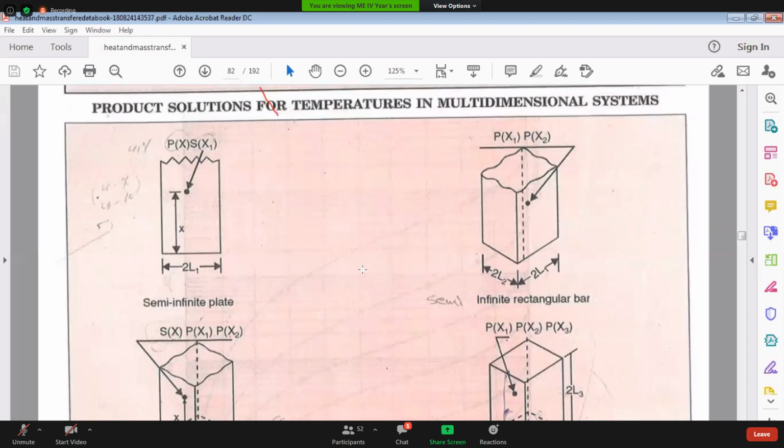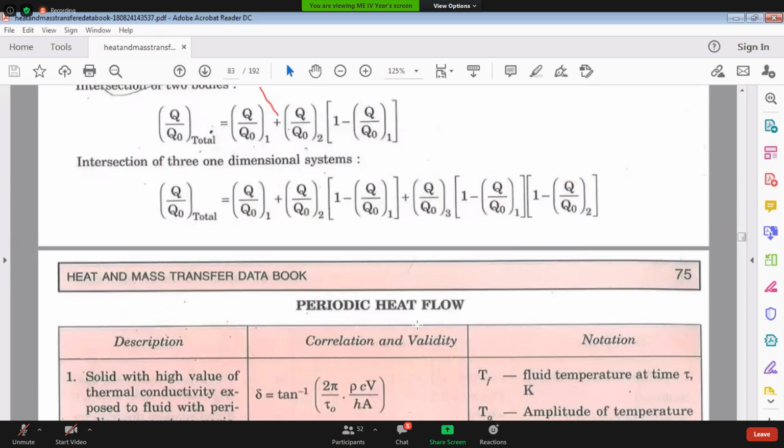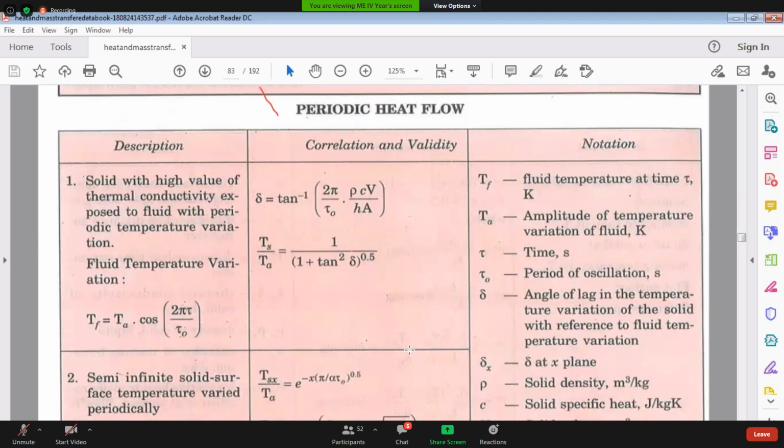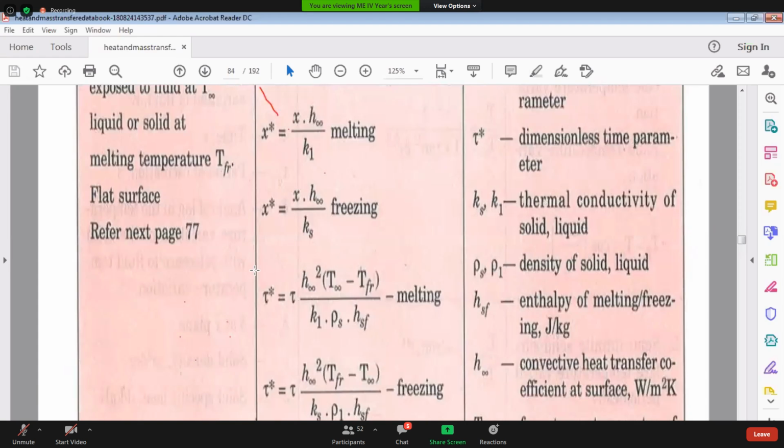So semi-infinite bodies, this is just for simple understanding. You can see this, but don't bother about it at all. Periodic heat flow is not in our syllabus. Even in MTech it is not there. So these are for the PhD courses.